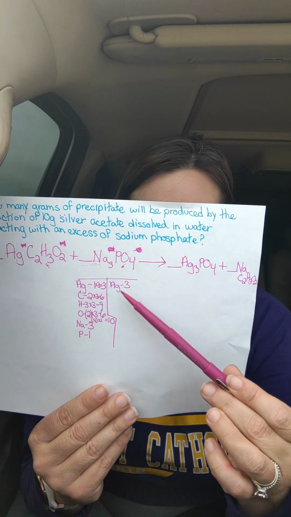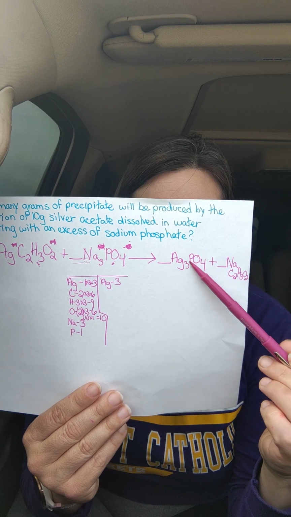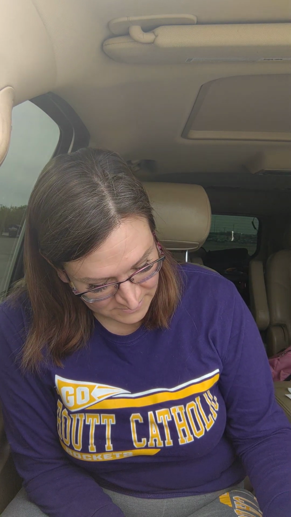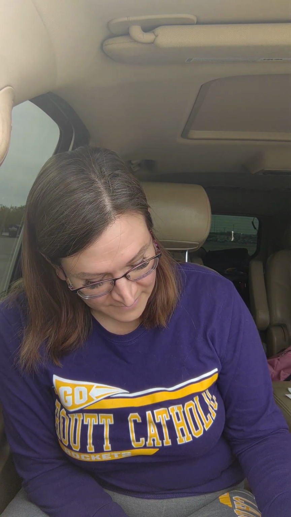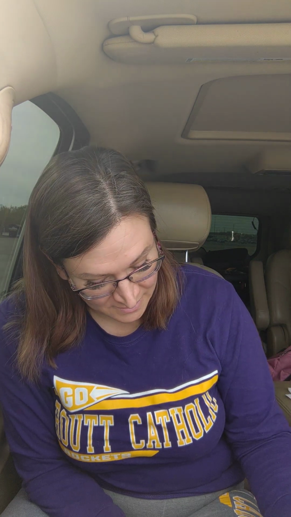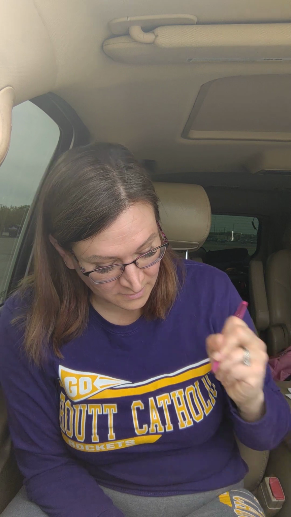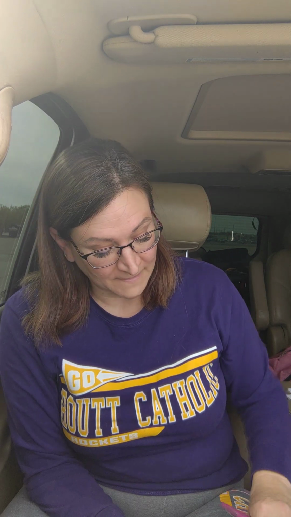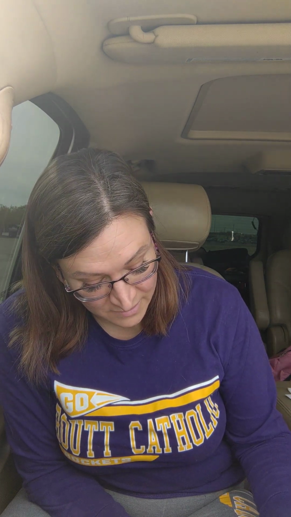So I've got 3 silvers. I have that written down. I've got 1 phosphorus. So we're going to put phosphorus is 1. That compound has 4 oxygens in it. Sodium, Na, there's 1. Oh, well, we have 3 on the other side, so we know we're going to have to add at least a 3 in front of there. So we're going to multiply that sodium by 3.